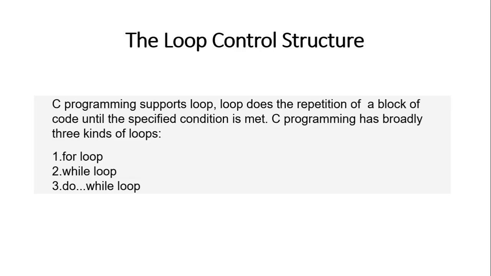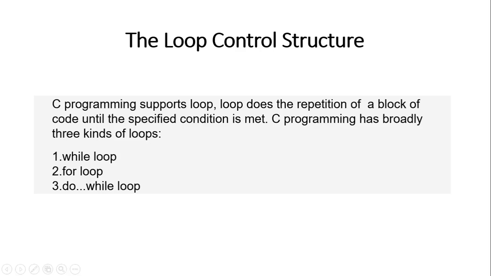Hi everyone, today we are going to see how to write various loops in the C programming framework. As you know, like in any other programming language, C supports looping concepts. It is called the loop control structure. A loop does the repetition of a block of code until a specified condition is met. That means for doing similar repetitive work, we need to incorporate loops.